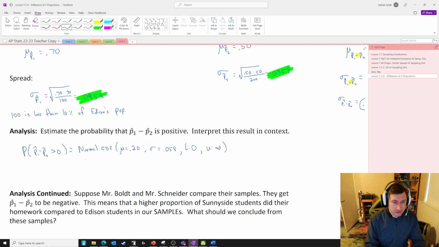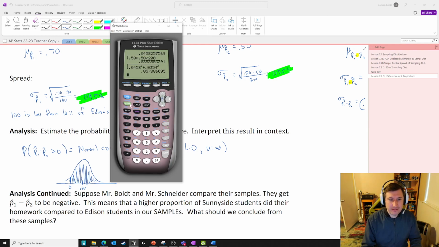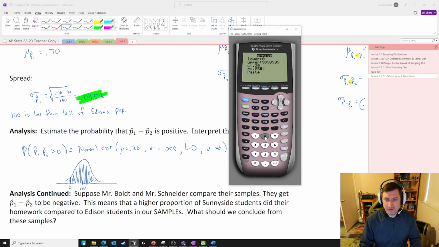All right, if you want a picture, here's my normal model. Careful, 0 is not in the middle. 0.20 is in the middle, right? We expect 0.20. But what are the chances we're at least bigger than 0? So 0 is over here. So I'm finding this area right there. All right, let's do that. Second distribution, normal CDF, lower 0, upper infinity, 0.20 is my mean. My standard deviation is 0.058.